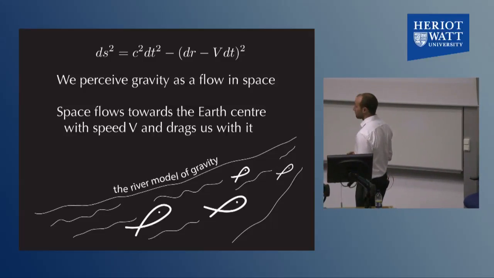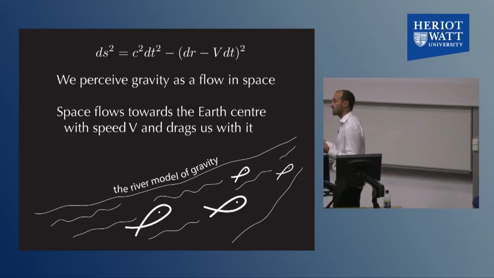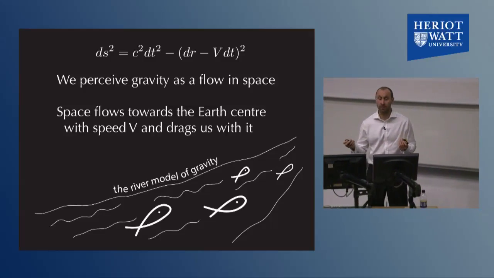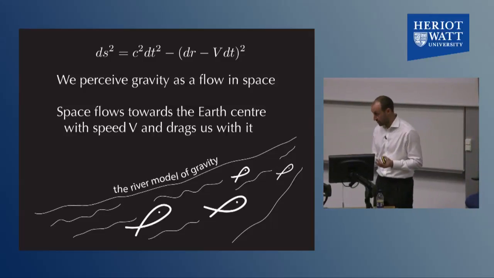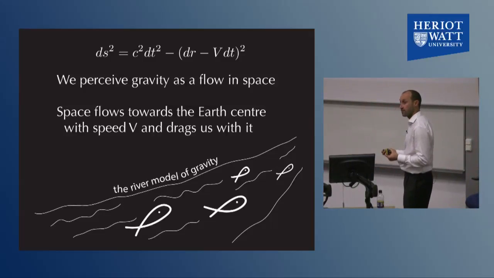This is what is called a space-time metric. It tells you how to measure the distance between two different points. Einstein's general relativity is all about geometry.